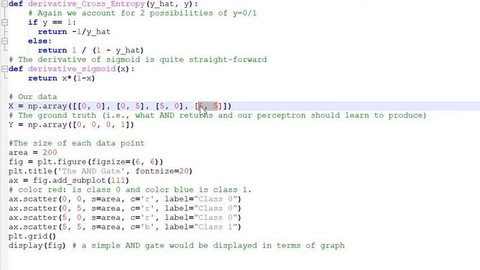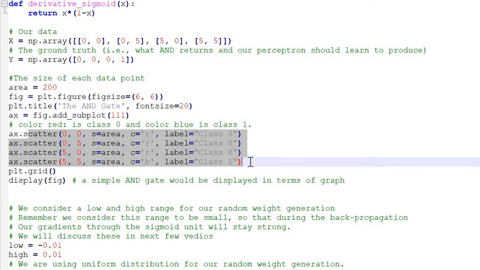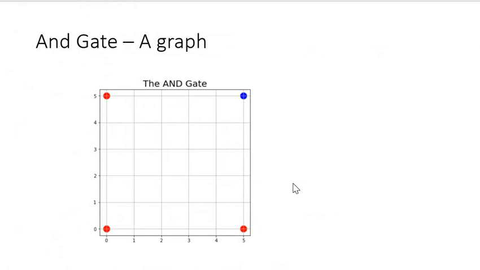I'll not go into much detail on the matplotlib code, but I'll just show you how the code works and what the output of the code is. I have just created a simple scatter plot which gives the graphical representation of an AND gate, and you can see that if my input is 5 and 5, we are labelling it as class 1, and for all the other cases we are showing it as class 0. So this is the AND gate and the output of that particular code, where these three are my class 0 and this blue dot is my class 1.